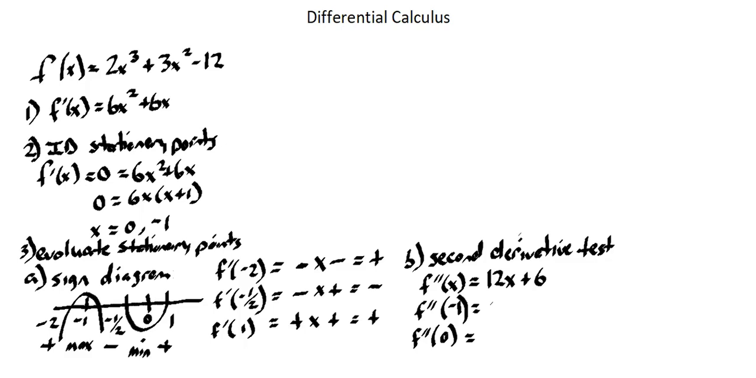So 12 times -1 is -12, plus 6 equals -6. The key is the sign, negative. This means that at the point -1, I have a maximum. Because with the second derivative test, if my output is less than 0, the point is a maximum. And evaluating the input of 0, 12 times 0 is 0, plus 6 equals 6, and a value greater than 0 means I have a minimum.